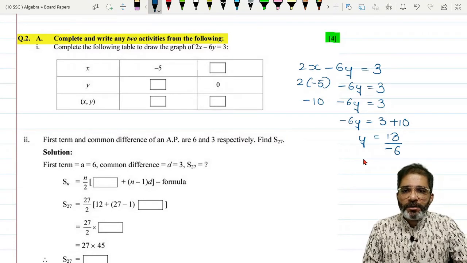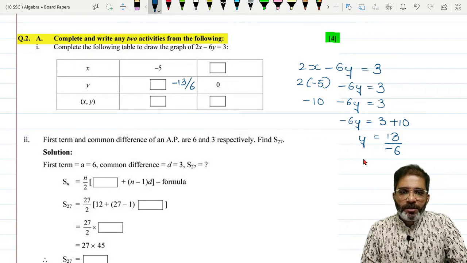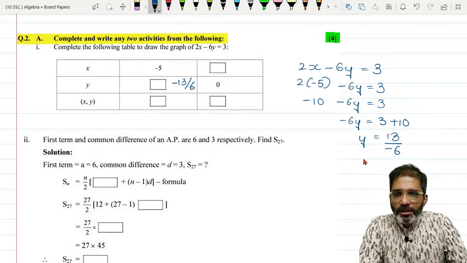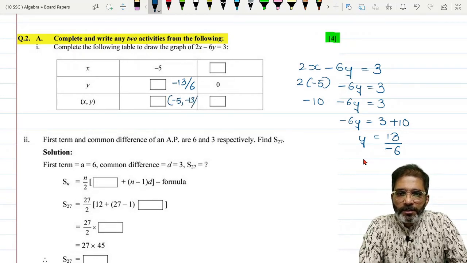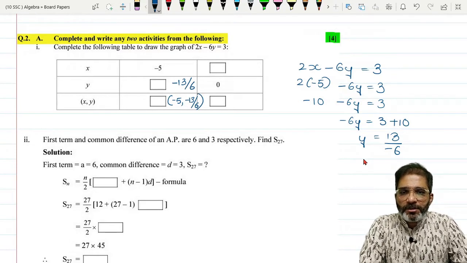Okay, so we get the value of y as minus 13 by 6. We take the minus sign in the numerator. Okay, so we got the first answer. So here we have to write down the answer as minus 5 comma minus 13 by 6. Okay, so that is the first answer.